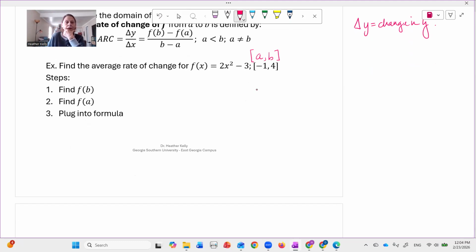So first we find f of b. We're going to say f of 4 is equal to 2 times 4 squared minus 3, which is 2 times 16 minus 3. 2 times 16 is 32, minus 3 is 29.